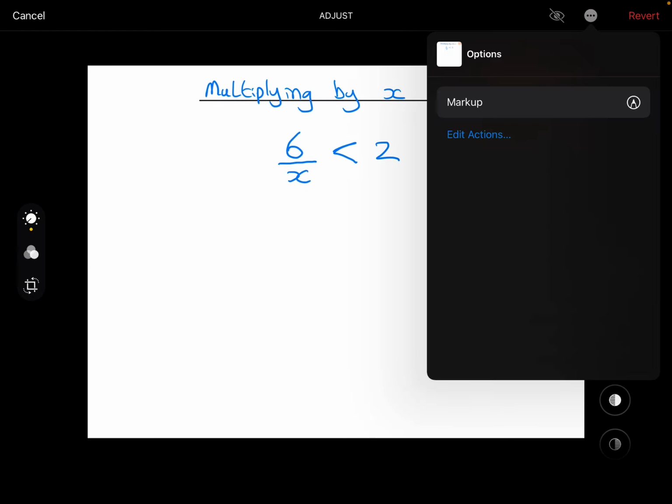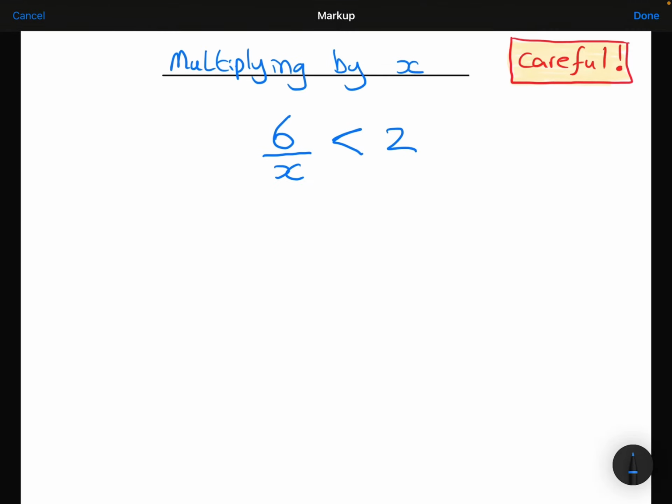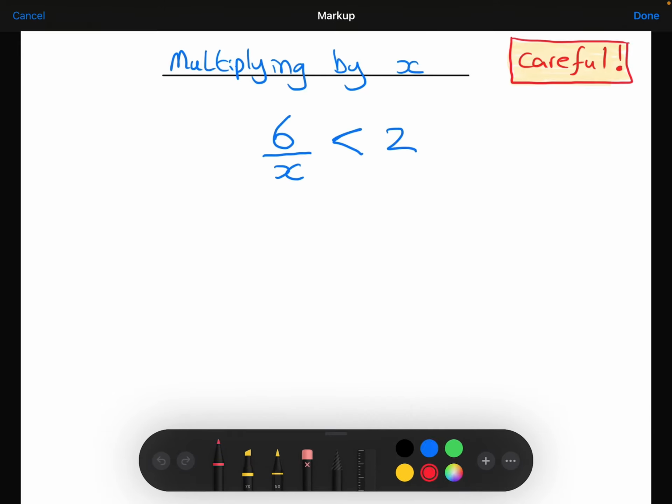Last thing to be careful about with inequalities for this video is where we have something like this, where we've got 6 over x is less than 2. Now, the problem that students often have with that is they look at it and their instant reaction is to multiply both sides by x. And so they will write down something like 6 is less than 2x.